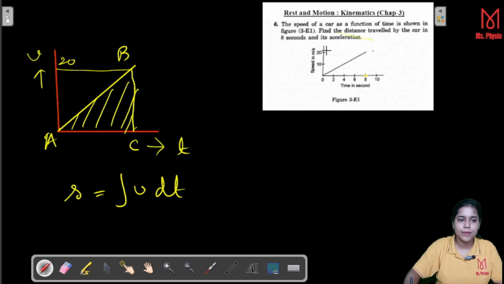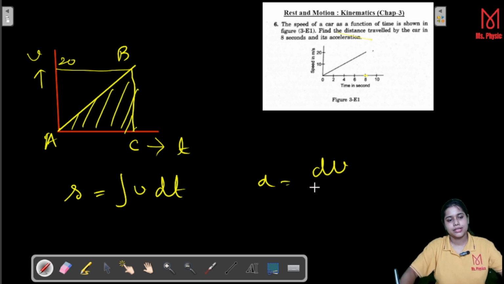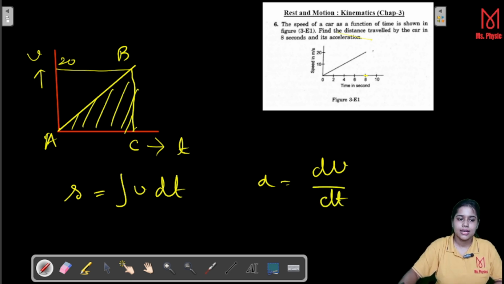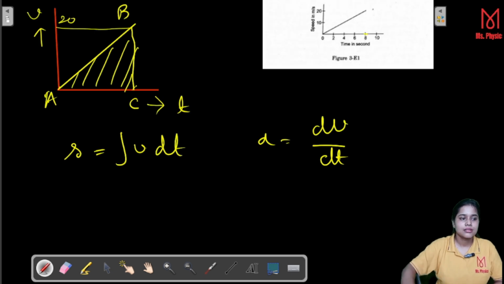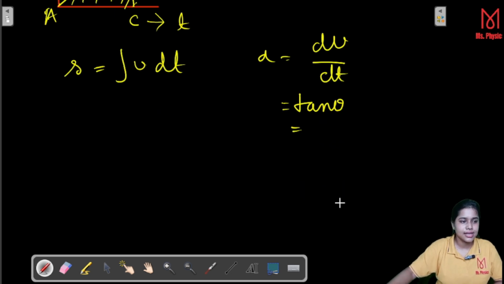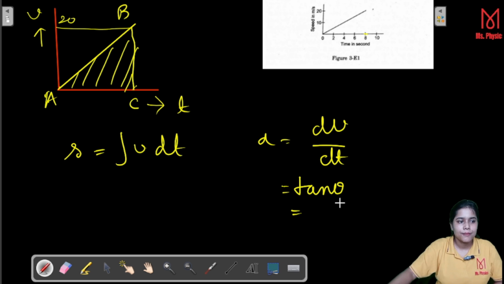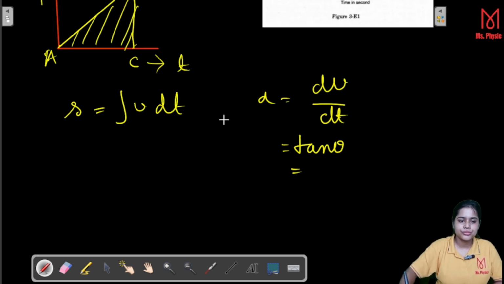Okay, next you also have to find the acceleration. So a is equal to dV over dt. That means here you have to find the slope, that is equal to tan theta. We can get the value of the perpendicular and base, so I choose the method of finding the perpendicular over base.